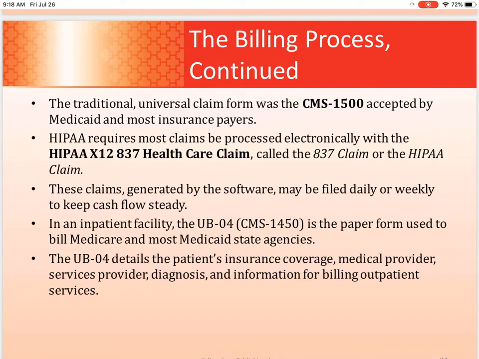In an inpatient facility, the UB04, which is also known as the CMS 1450, is the paper form used to bill Medicare. It's also used for billing of institutional or hospital charges to most Medicaid state agencies. The UB04 contains pertinent information regarding the patient's insurance coverage, medical provider, services provider, and diagnosis. It also contains information that allows for the billing of outpatient services.